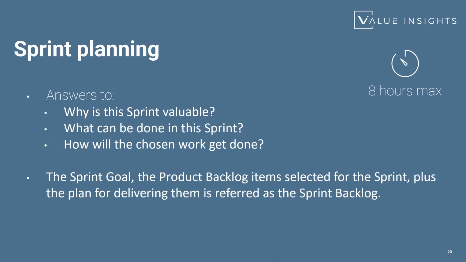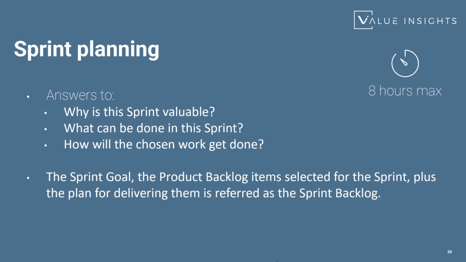Okay, now sprint planning. This is the first event which is contained in a sprint, and it's timeboxed to 8 hours maximum. The sprint planning will answer why do we want to do this sprint? Why is this sprint valuable? What can be done or what will be done during this sprint? And how are we going to get the work done? So how are we going to turn the selected product backlog items into a working increment? So something of value, something that the customer can inspect, something that the customer can use.